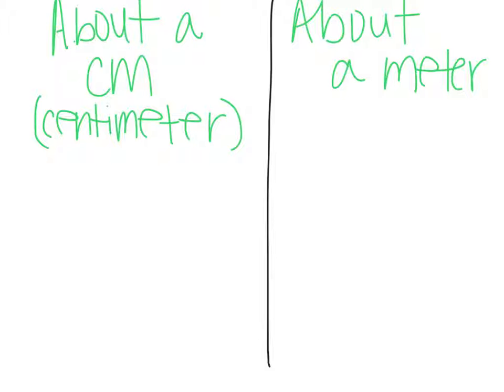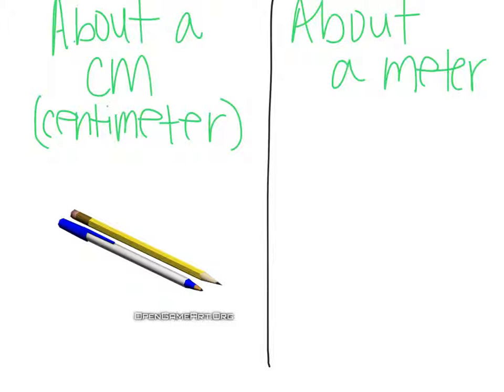The last 2 examples that I have to show you are items that are about a centimeter and items that are about a meter. So for about a centimeter, we have these pencils or pens, and it's not the length. We don't want to look at it from this long way. That is longer than a centimeter. However, we do want to look at it from this side. So the width of one pen or one pencil is about a centimeter. So if you set your eraser down, how wide your eraser is, that is about a centimeter.